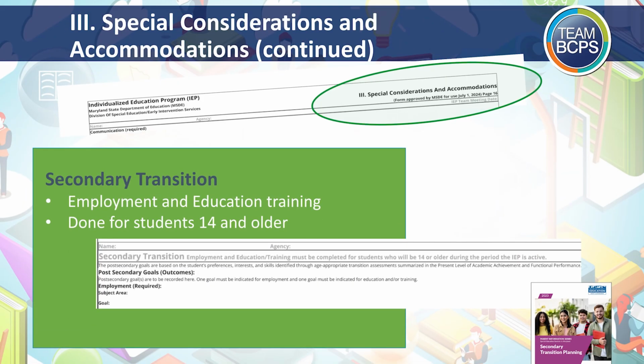If your child is 14 or older, preparing for life after graduation is also addressed in several places in the IEP, starting here in Section 3. If interested in more information on secondary transition planning and special education, see the module in this series dedicated to this topic.